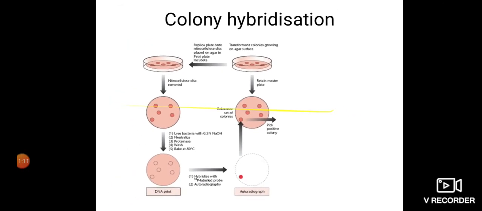Because the bacterial colonies are directly being used for hybridization, it is called colony hybridization.